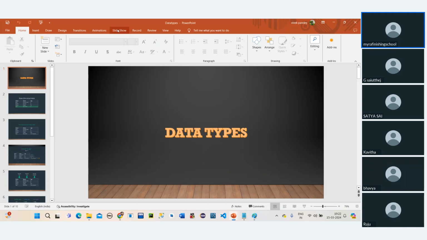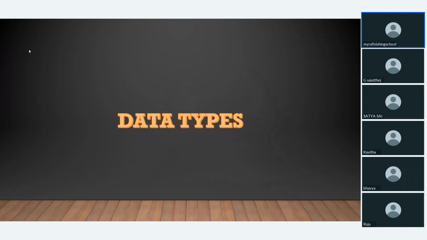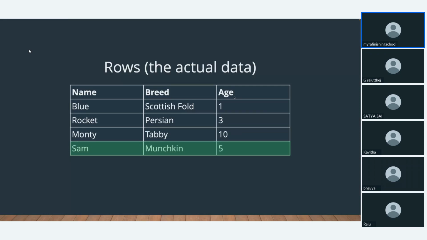Now, these are the slides. Is it visible, guys? Okay. Data types are really important. Here you can see the rows, the actual data: name, breed, age. In name we have Blue, Rocket, Monty, Sam. These should be characters, groups of characters. Now breed: Scottish, Persian, Tabby, Munchkin. And here, age.